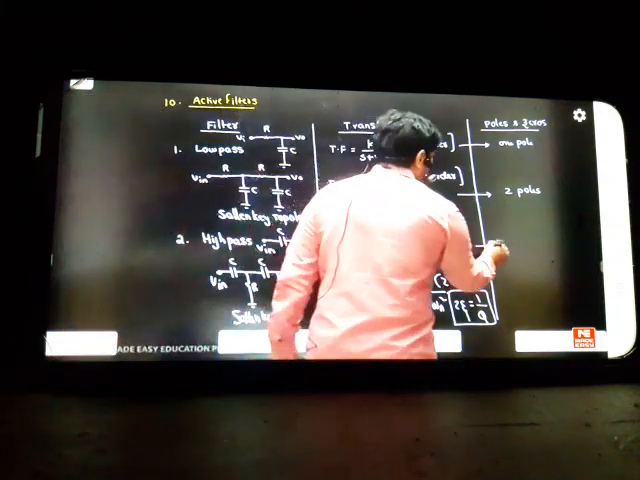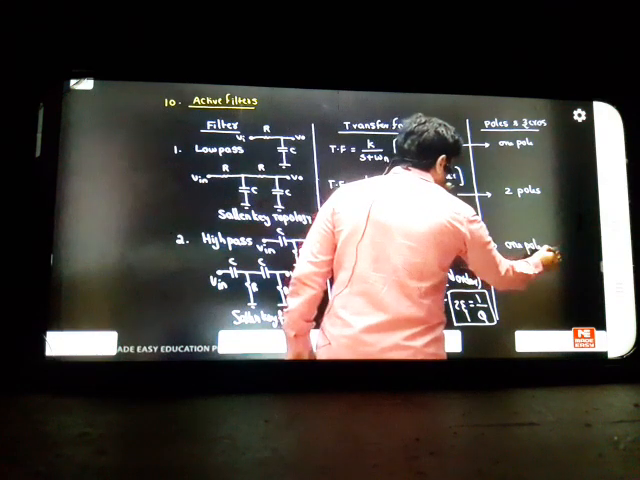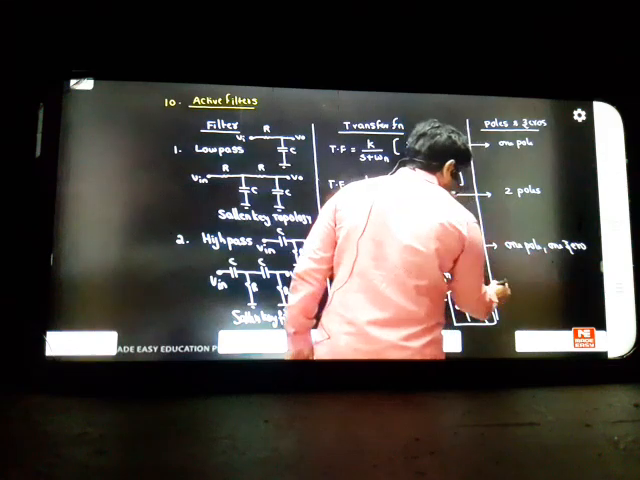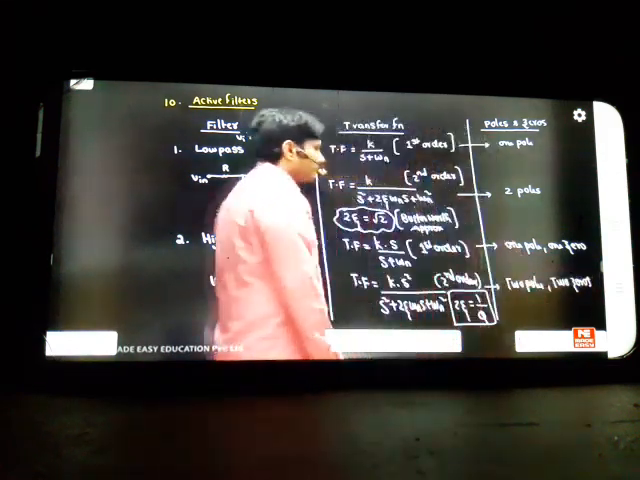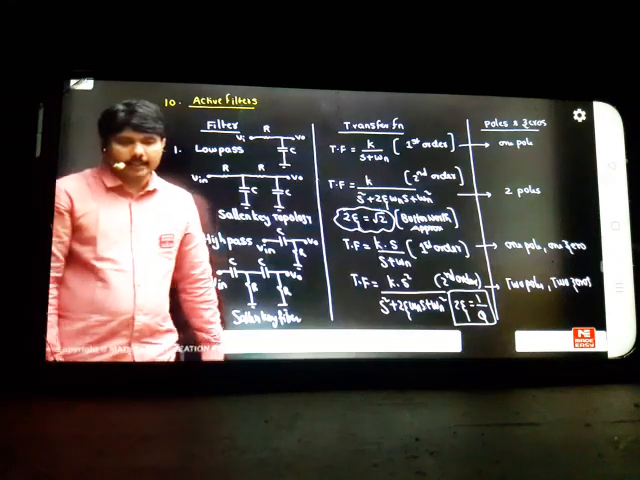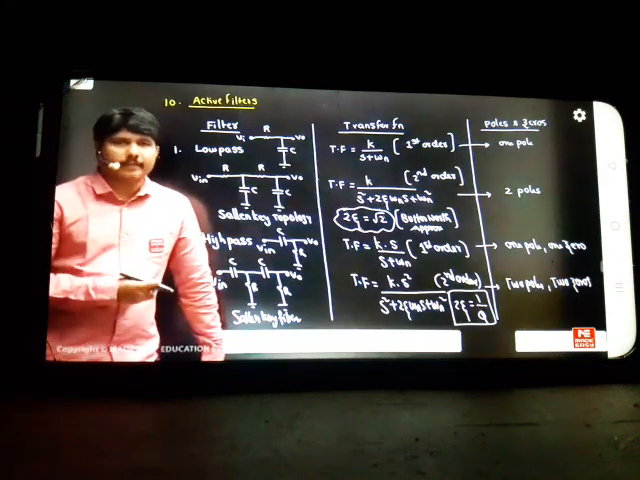Here we have 1 pole and 1 zero. Here we have 2 poles, second order, 2 poles and 2 zeros. So 2 poles, 2 zeros, 1 pole, 1 zero. Okay, this is the actual story about how to recognize any filter after calculation, in my filter designs.